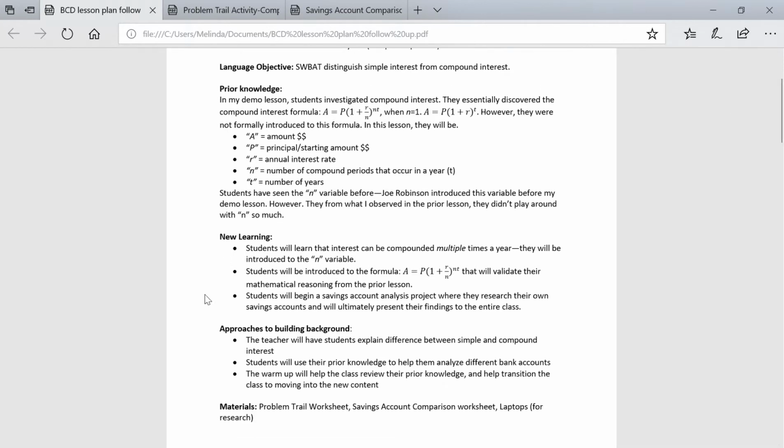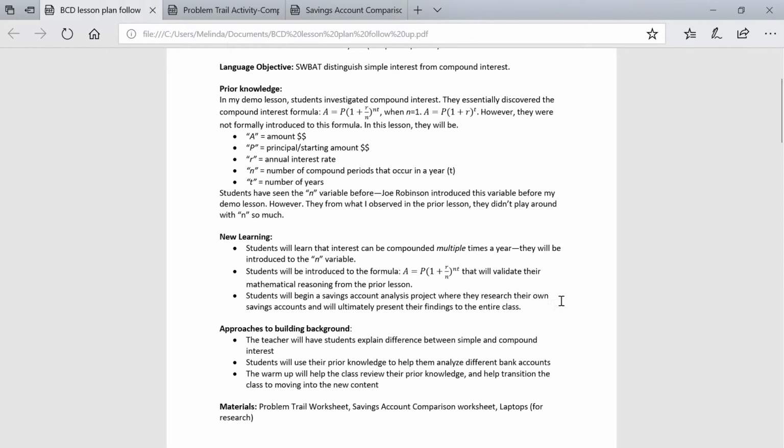Some new learning that they will go over in this concept is that students will learn that interest can actually be compounded multiple times per year. That's what N is. And they will be formally introduced to the formula that they discovered. That will validate their mathematical reasoning from the prior lesson. Later on in the second half of class, after break, students will begin a savings account analysis project where they research their own savings accounts and will ultimately present their findings to their classmates.